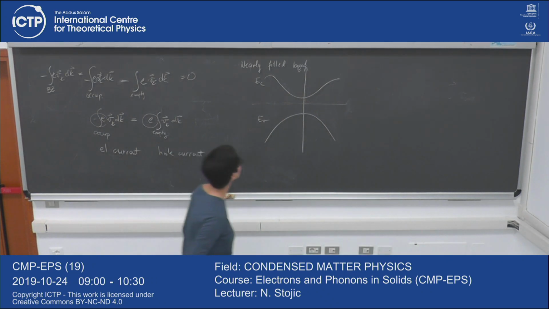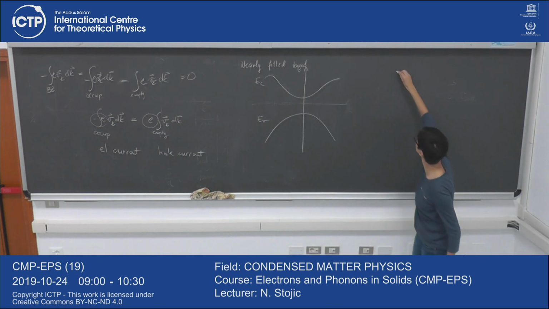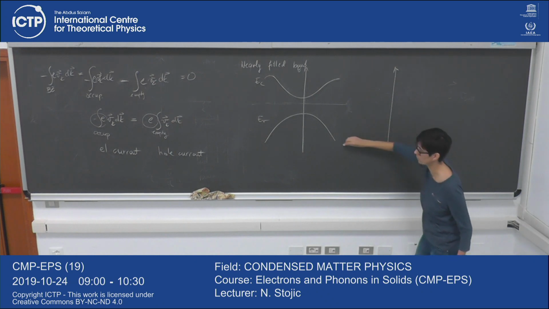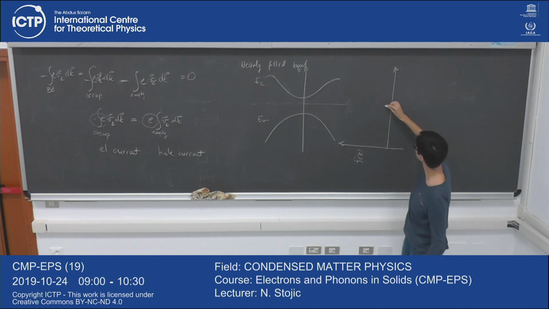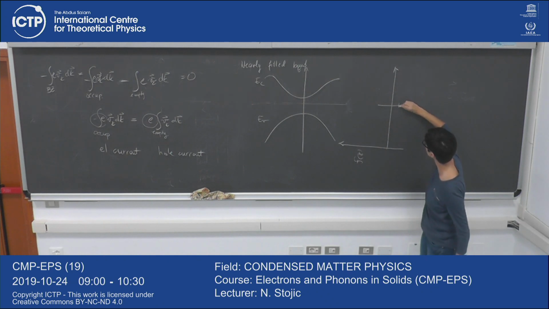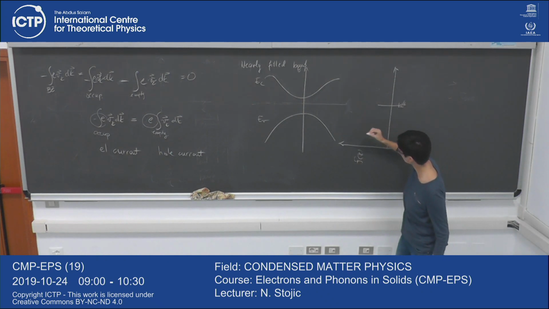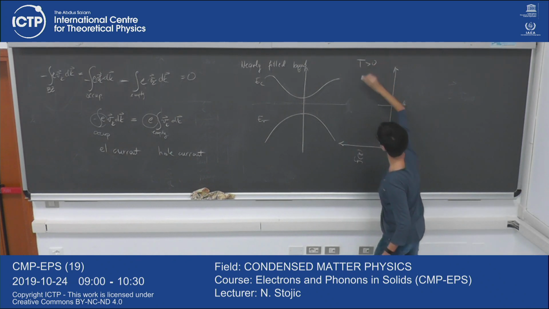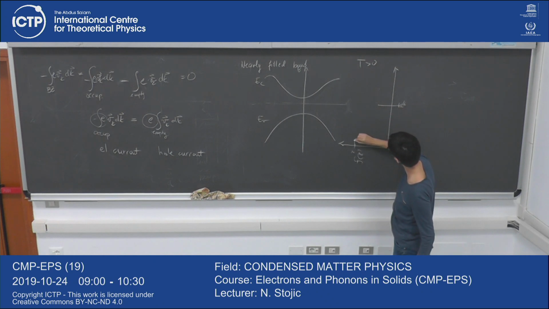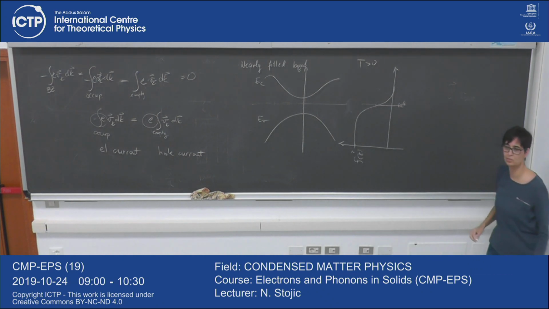But then what happens when I... This is the Fermi-Dirac filling. And let's put a Fermi energy here. Let's just postulate. And the temperature is larger than 0. This is the full filling. And then I go down. This is half. This is quite a large temperature, I would say.